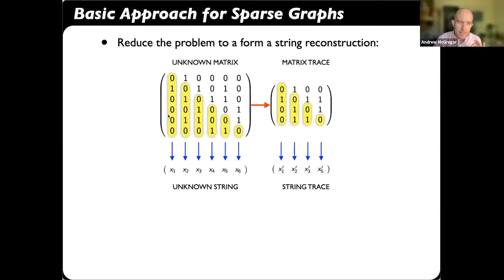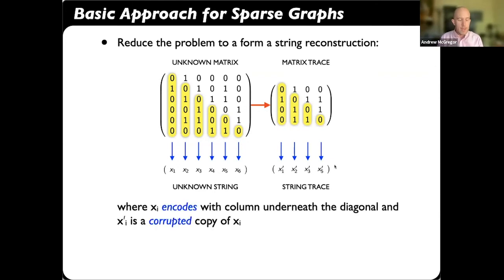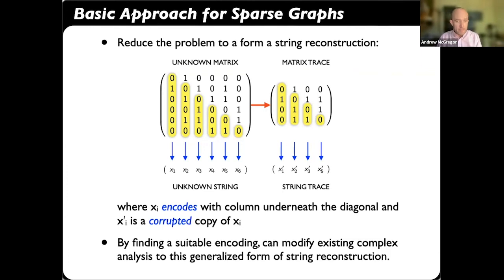The first column wasn't deleted, but the first column did change because some of the rows got deleted. That makes sense. But if you look at this picture, it's similar to trying to reconstruct this string given this trace. Basically the core idea is finding a way for xi to encode the columns underneath the diagonal, where xi prime is the corrupted copy of x.